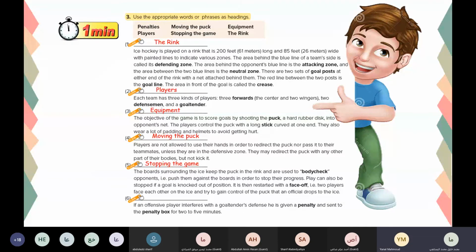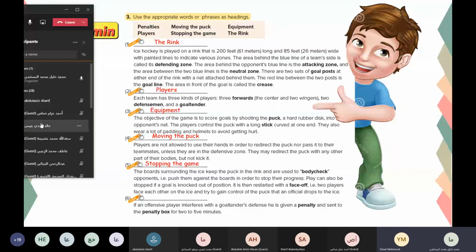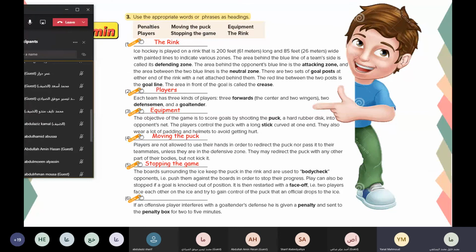The boards surrounding the ice keep the puck in the rink and are used to body check opponents, pushing them against the boards in order to stop their progress. Play can also be stopped if a goal is knocked out of position. It's then restarted with a face-off. Two players face each other on the ice and try to gain control of the puck that an official drops to the ice. Good, thank you.